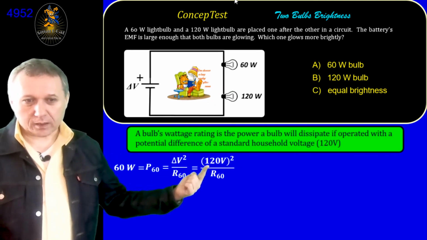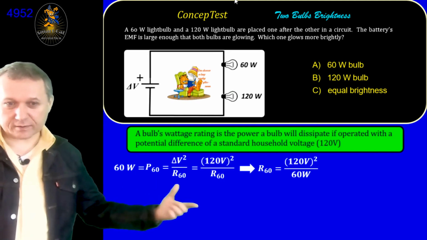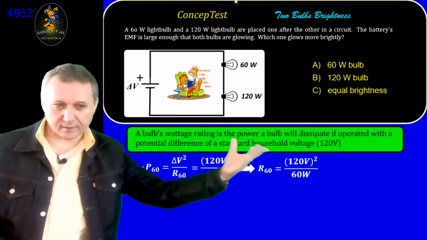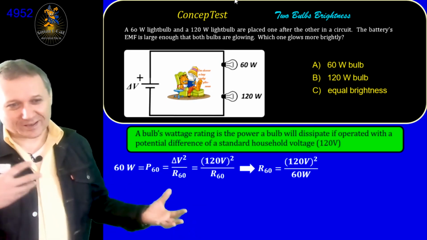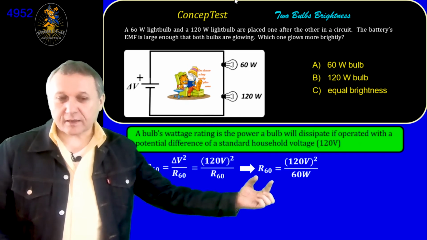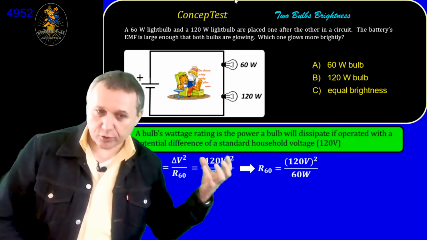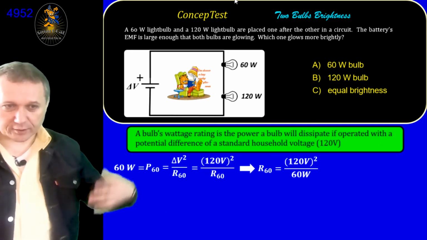So it will be 120 squared divided by 60. As a result, of course, you can actually calculate. I didn't, because we just want to compare which one is brighter at the end. So that's what I get. That's how I can get information about the true intrinsic parameter of the bulb. Again, as I said, you can calculate.